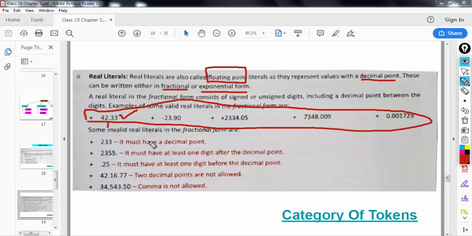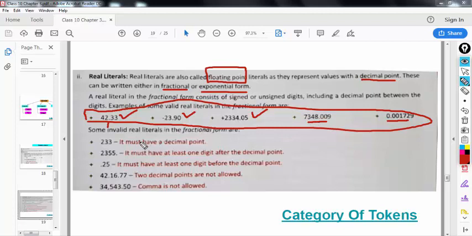So 42.33, this one is minus 23.90, this one is plus 2334.05, this one is 7348.009, and this one is 0.001729. All these are examples of fractional literals, fractional real literals.